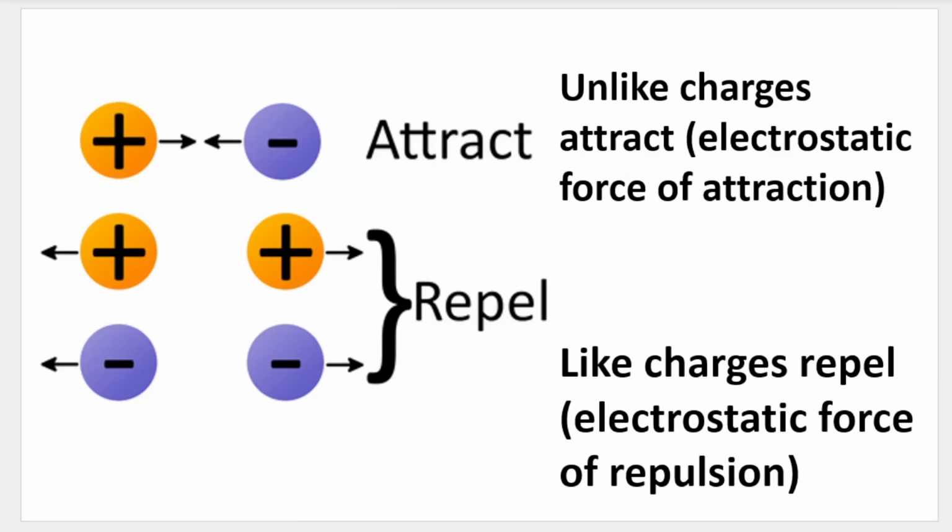One or two other things that are super important for grade 10, 11, and 12 electrostatics is that unlike charges attract. There's an electrostatic force of attraction, so they will move towards each other. Unlike charges attract, so opposites attract. They move towards each other. Like charges repel. They're so similar, they don't like each other, they move away from one another. Electrostatic force of repulsion.